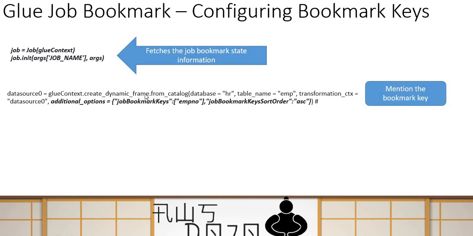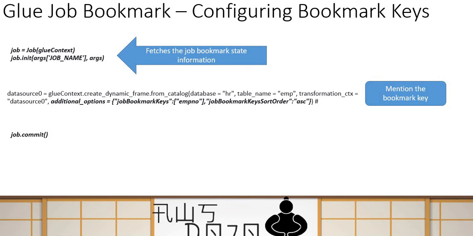In this case, I'm reading data from one of the catalogs, which is probably sourcing data from an S3 bucket. And then finally, you read data like this, using a job bookmark key. So you fetch your state information, you read data like this, and then you do the rest of the business logic which you want to do in order to transform this data.